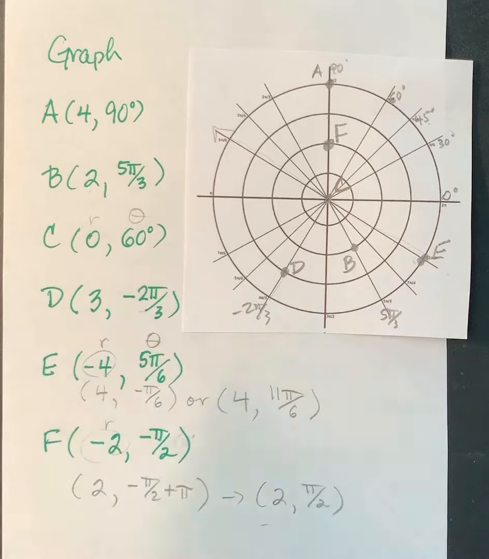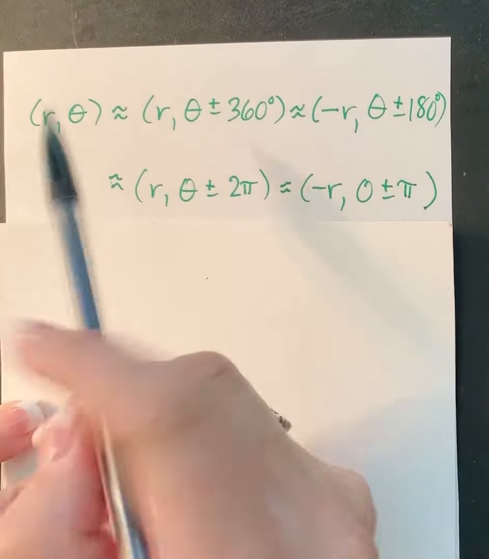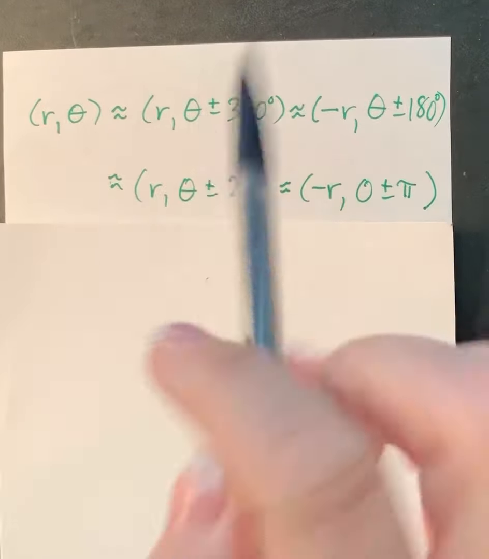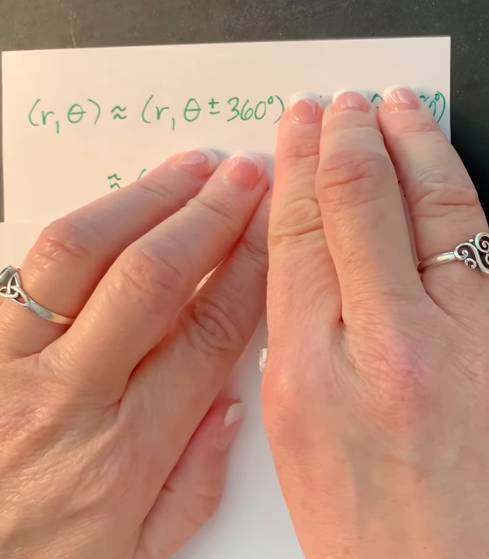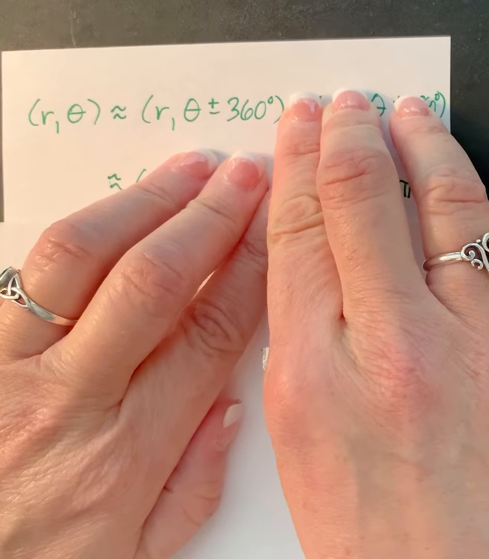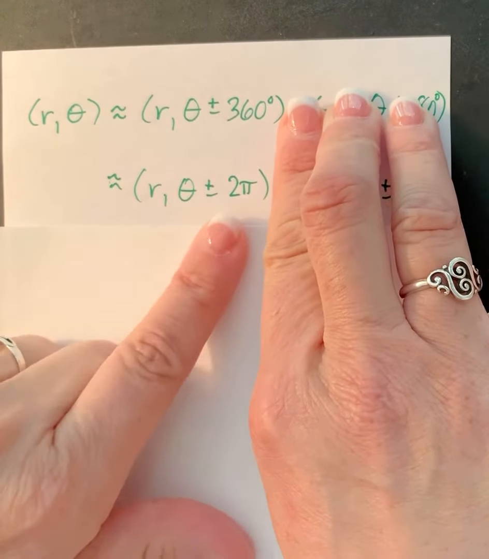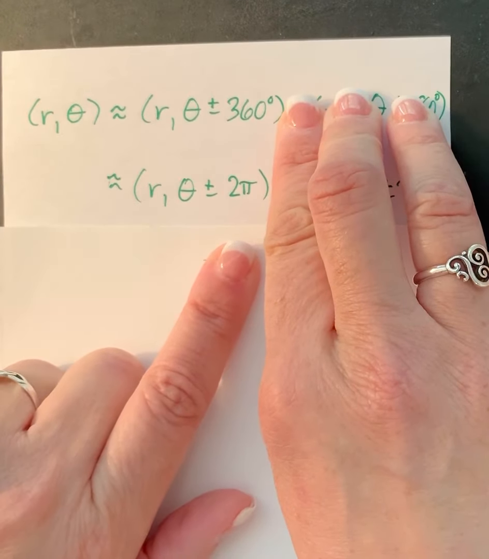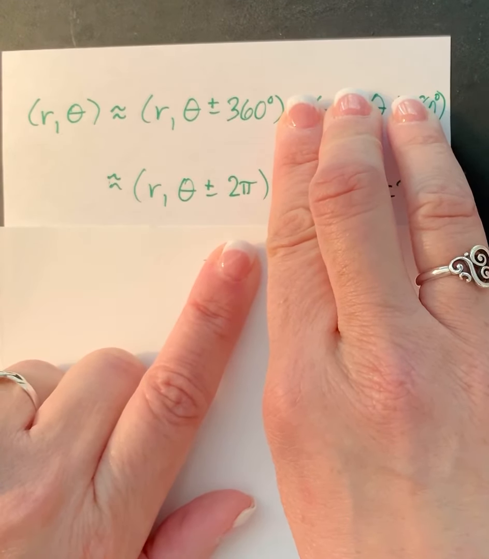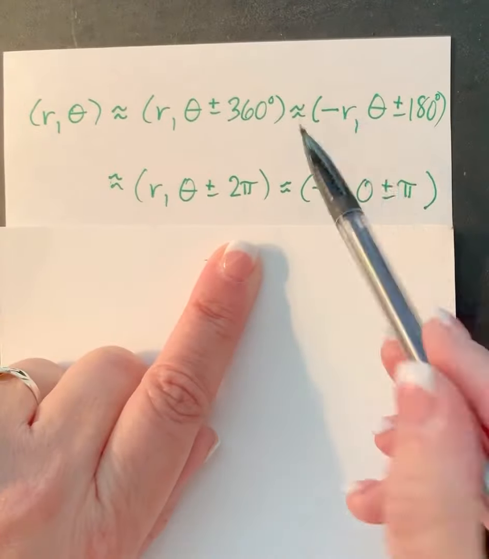Okay. All right, so in general, if you want a little bit of a rule for it, if you have r comma theta, another representation would be keeping r the same, but you could add or subtract 360 degrees to your angle, or if you're in radians, you could add or subtract 2 pi, because that gives you a coterminal angle. So it's going to end up at the same place, all right? Or you can switch your r to the opposite.